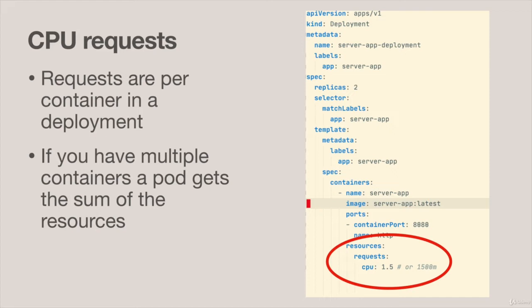All of the examples we've had so far for deployments have had a single container, but the containers under spec in our deployment is an array, so we can put as many containers as we like. If we were to have multiple containers, then our total resources would be the sum of all of the requests.